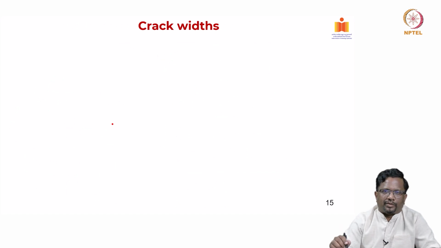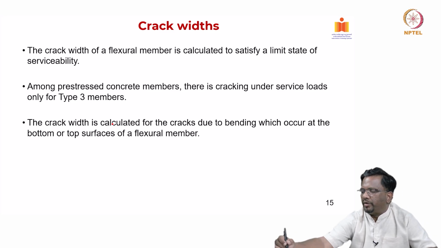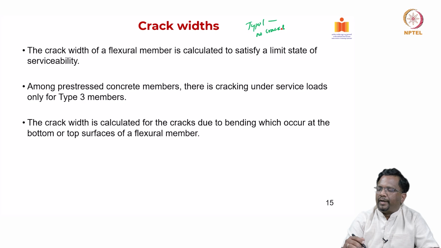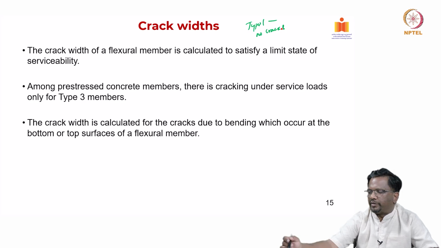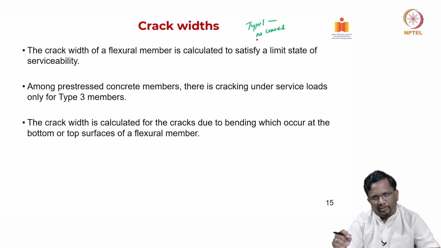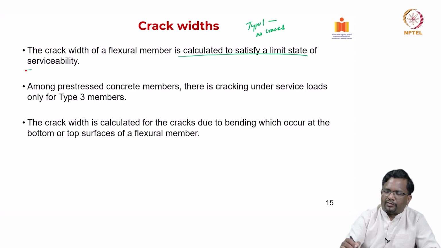Now, let us see what are the crack widths. We are not getting into the detailed calculations of crack widths, but we find that in type 1 there is no tension. So, in type 1 under service, no cracks, right. In type 2, it can go into tension, but typically the tension values will be less than FCR. So, again type 2 also has no crack. In type 3, tension can exceed FCR, but you will typically have limits on the crack widths. Okay. So, typically crack width is calculated to satisfy the limit state of serviceability.